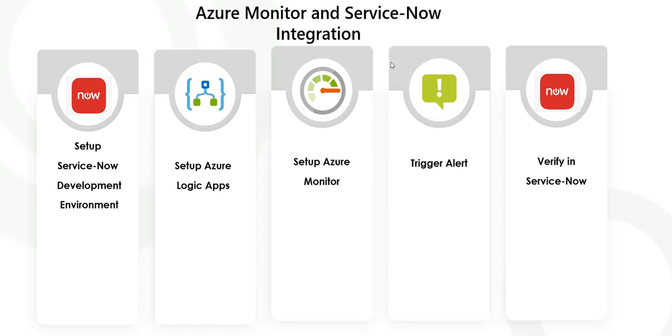I already have a sample virtual machine, a Windows machine that is running. We will just set up a CPU parameter. If it goes more than 50%, an alert will be triggered. And then as a final step, we will check whether the incident has been created in ServiceNow or not.